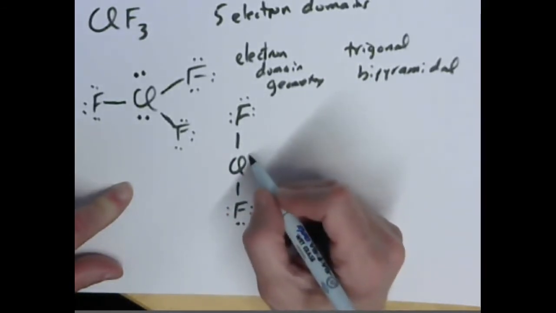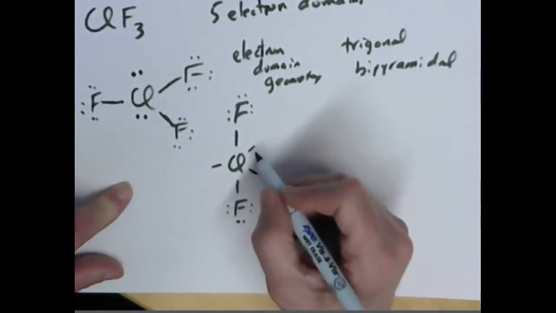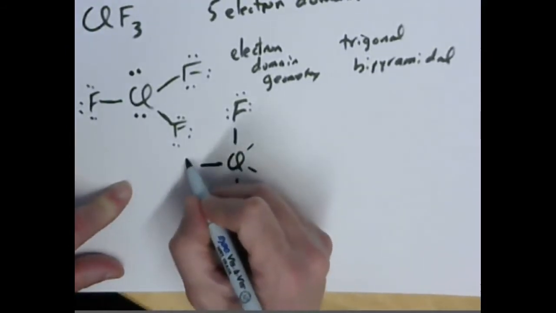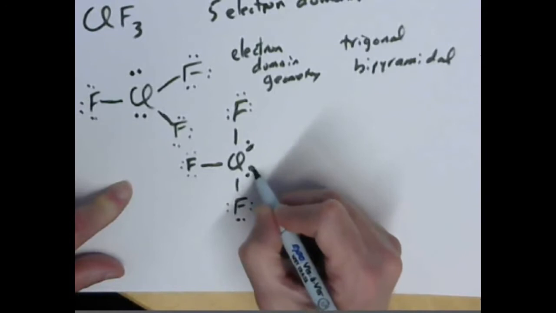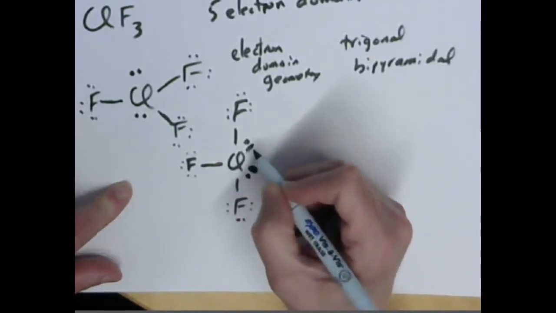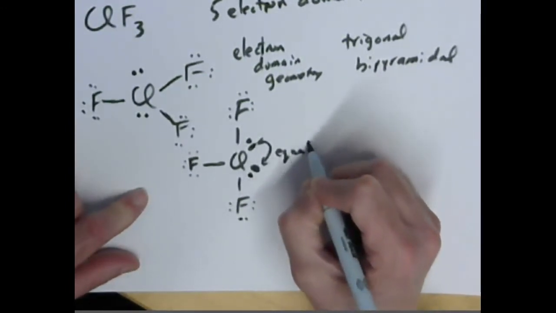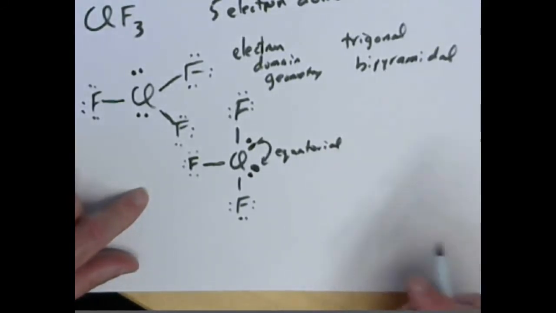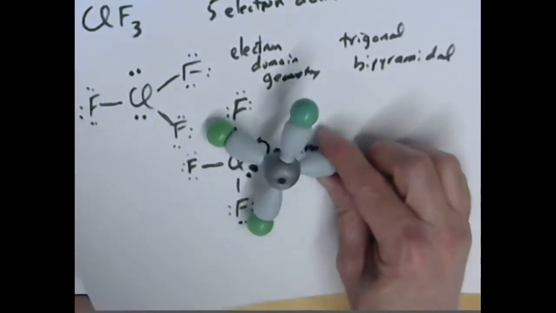And now, don't let these lines make you think of them as being bonds. I'm trying to show where those equatorial positions are. So if that's the case, there's my third fluorine. And then there, on the equatorial positions, are my other domains, my 2 non-bonding domains. So these are both in equatorial positions. And so here's what was my seesaw a moment ago.